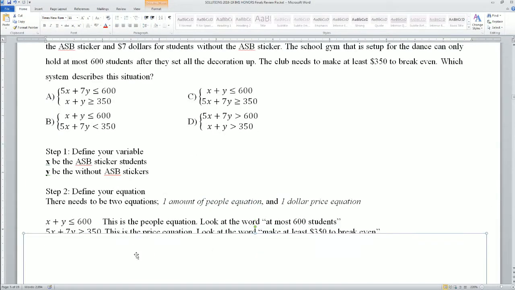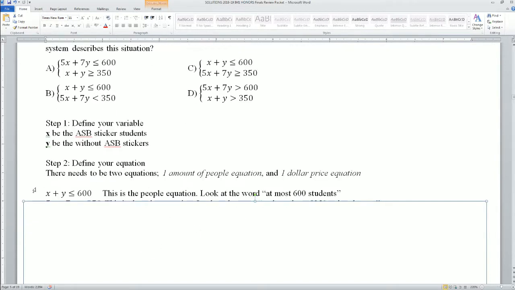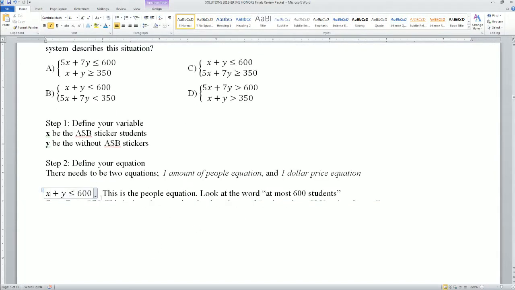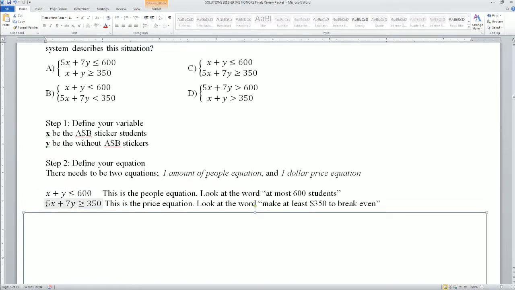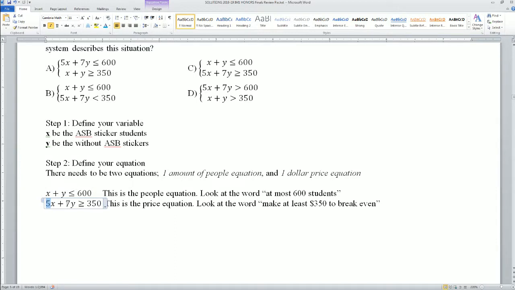All right, so the first one, I would say this is the people equation. X plus Y, and look, it says at most 600 students, so that is why it is less than or equal to 600. Next, the price equation, 5x, because that is the price, 5x plus 7y, because 7 was also the price, $350. It says make at least $350 to break even, so they could make greater than or equal to $350. You have to look at the wording of the question for it to make sense.